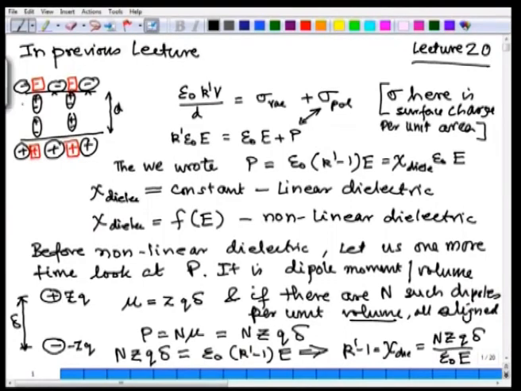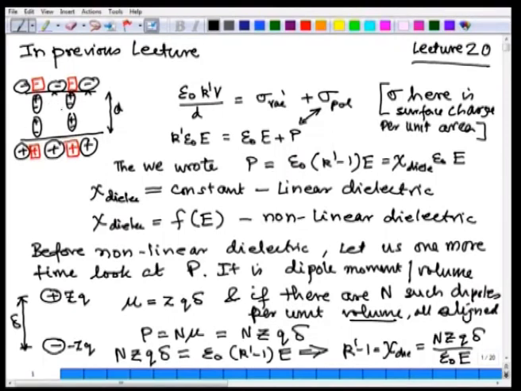I had built a parallel plate capacitor. I had shown that in vacuum, if there were no dielectric material inside and you apply a voltage V across this parallel plate capacitor, then you would get these black colored charges, and that will be sigma vacuum. Sigma here stands for surface charge per unit area on the electrode plate. So that would be the charge you would generate.